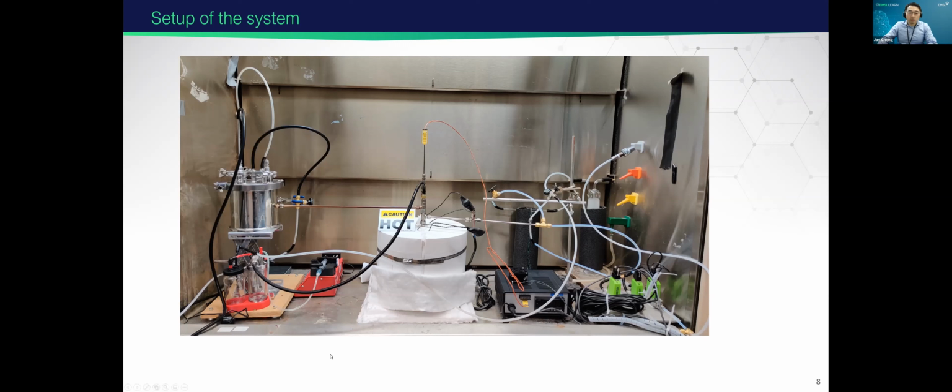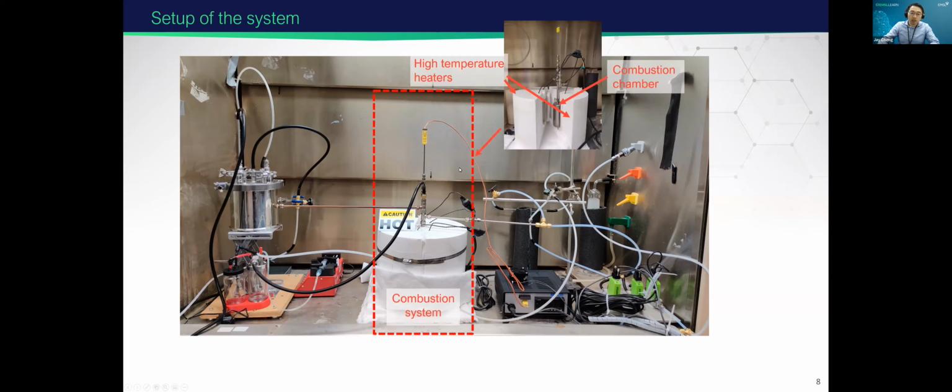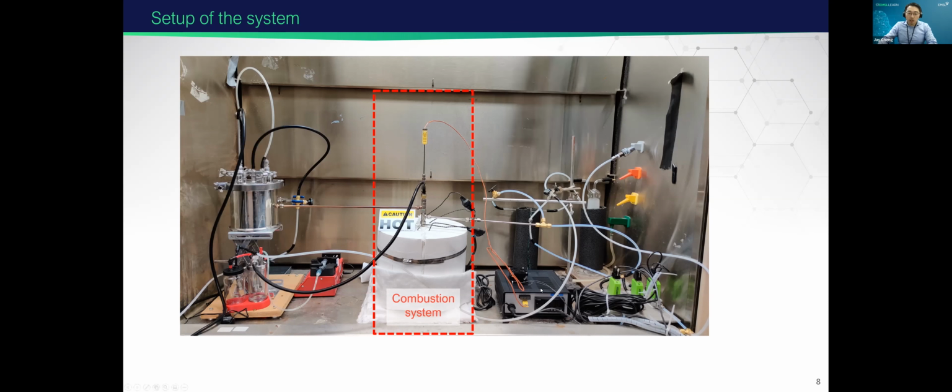And this is the overall photo of our combustion system. It contains a high temperature combustion chamber made with a high temperature array, and it is also surrounded by 2 high temperature heaters, which can go up to 1200 degrees Celsius. We use a PID controller to control the temperature inside the combustion chamber, and we also use mass flow controllers to control the air-to-fuel ratio.